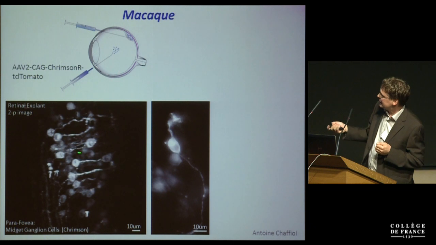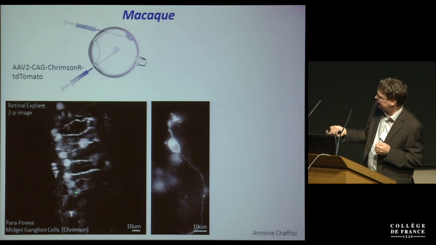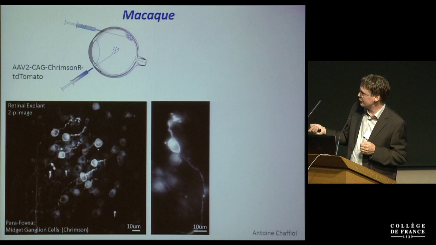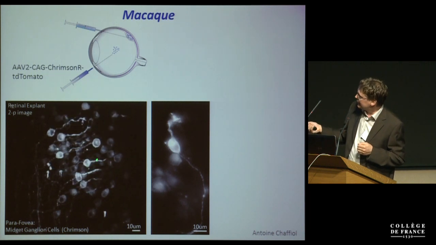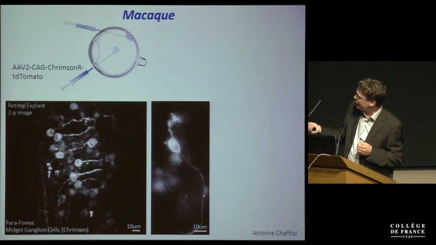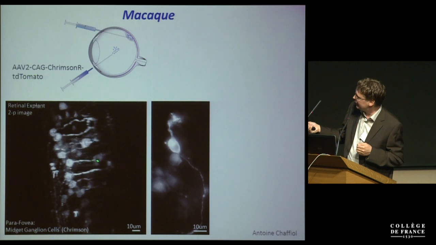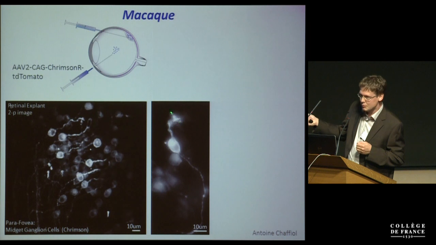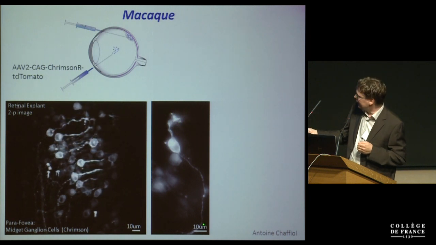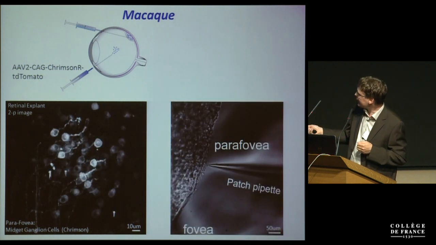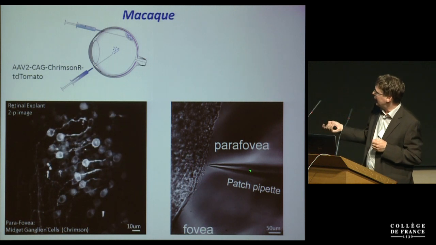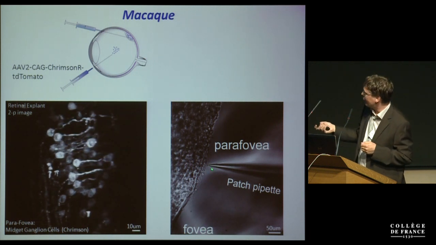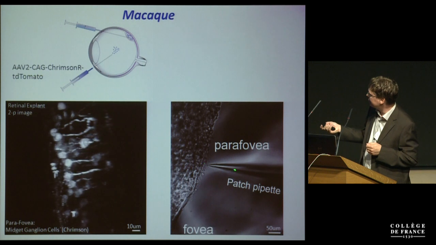So this here is a region imaged with 2 photon. This is a 2 photon stack, and you can see the density labeling here of the midget cells. And this is an example of one cell here with a small dendritic field, and here the axon. Then Antoine, postdoc in my lab, performed patch clamp recording from these cells.